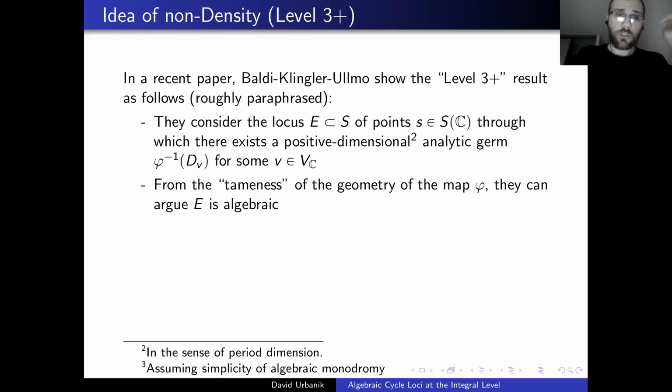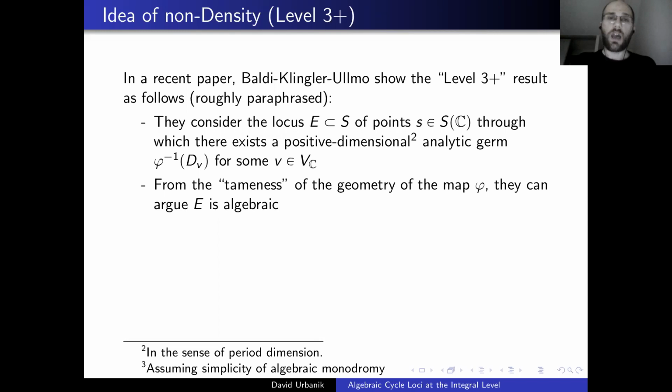And what they can then do is there's a whole industry in Hodge theory that has arisen in recent years that studies the tame geometry of these period maps phi. And what you can do with that is to show that when you have these what are called definable analytic conditions, then they will actually end up defining algebraic loci. And so in particular, E, or if you like the closure of E, if you're worried about it not being a closed analytic subset, is an algebraic subvariety of S.